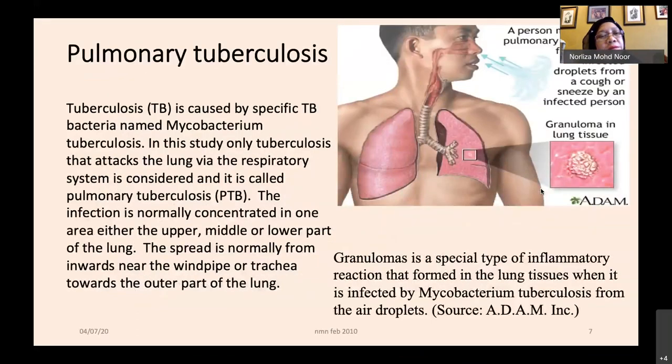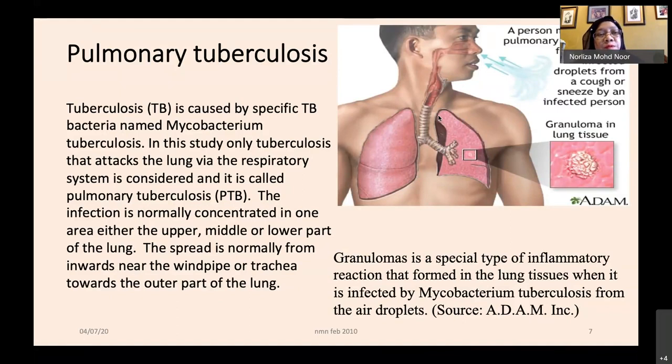All right, so in my work, I studied pulmonary tuberculosis, pneumonia, and also lung cancer. This is since the previous work, but only this year did I start on COVID-19 due to the pandemic. So what is tuberculosis? It is caused by a specific TB bacteria called Mycobacterium tuberculosis.